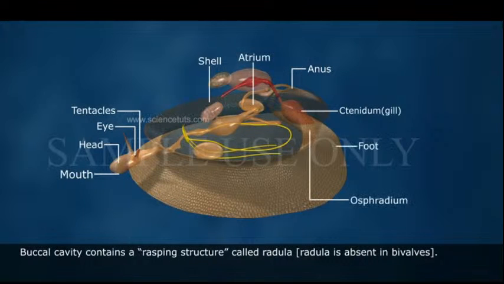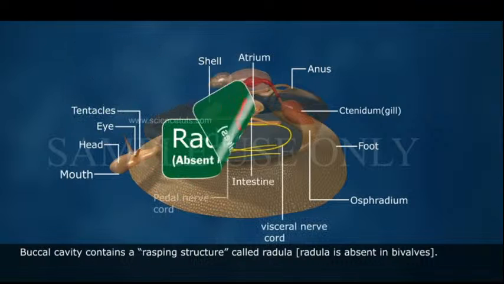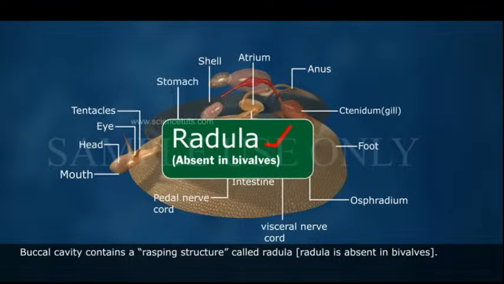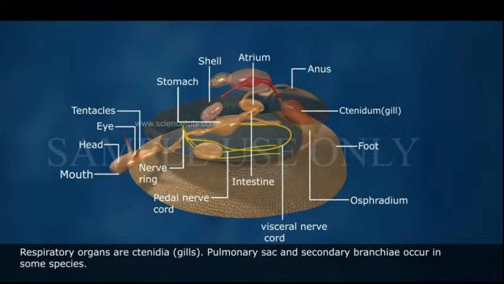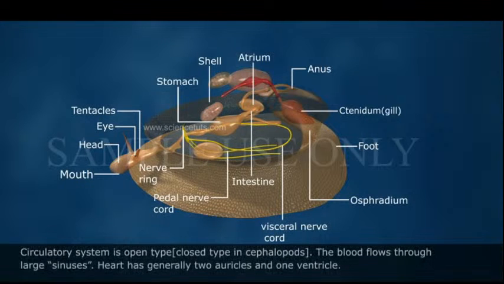Buccal cavity contains a rasping structure called radula. Radula is absent in bivalves. Respiratory organs are ctenidia, gills. Pulmonary sac and secondary branchia occur in some species.